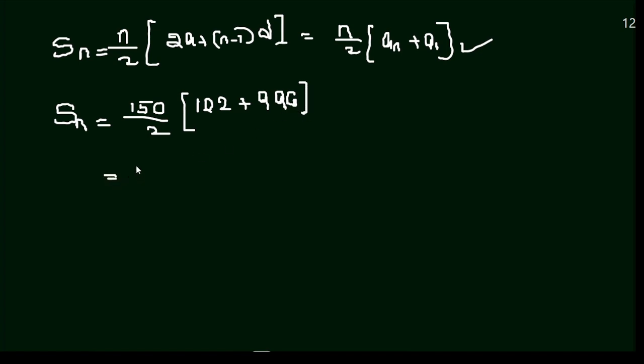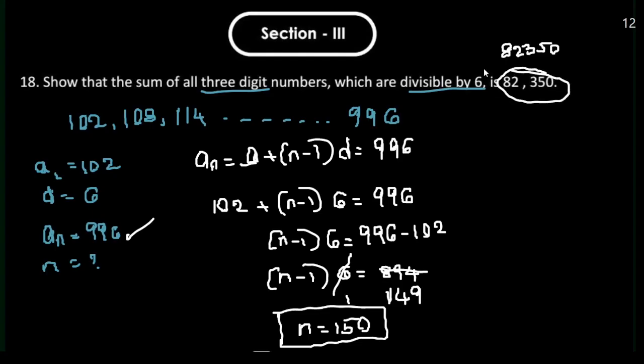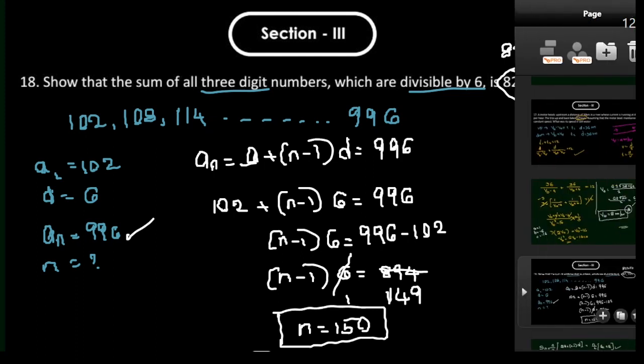Here 150 by 2 is nothing but 75, into 996 plus 102, that is 1098. So 1098 into 75. If you calculate this by calculator or on your own, then we will get 82,350. And that is what they have given in the question, the same, right? 82,350. So this is the answer for the last question, guys.